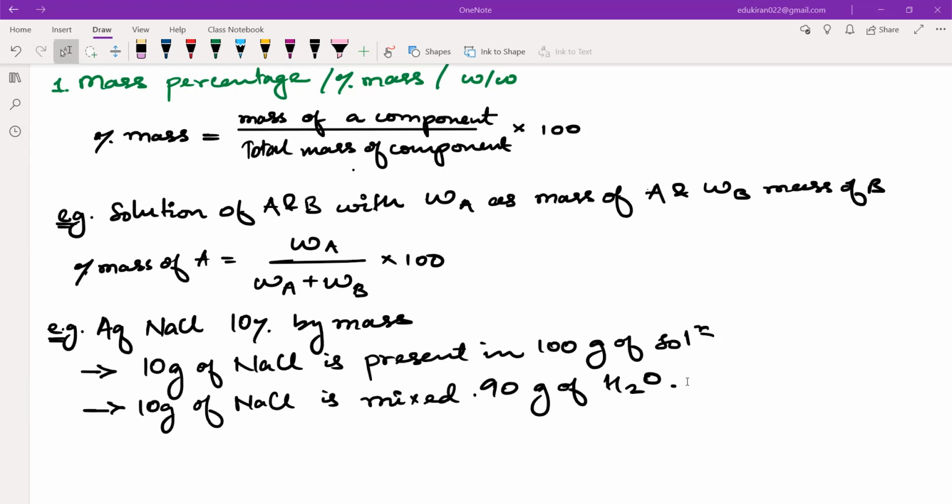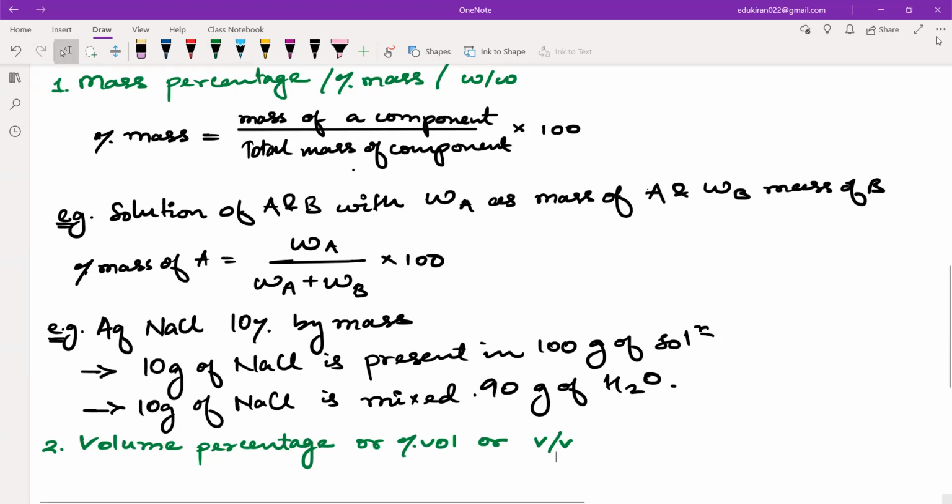Okay, all of you please lower your hand. And the second concentration term is volume percentage. Okay, or it is also given as percentage volume, or it is also written as V by V. Now it is very similar to the mass percentage. You just need to replace the term mass by volume. So can you do that? Can you write about volume percentage up to here? So please try.